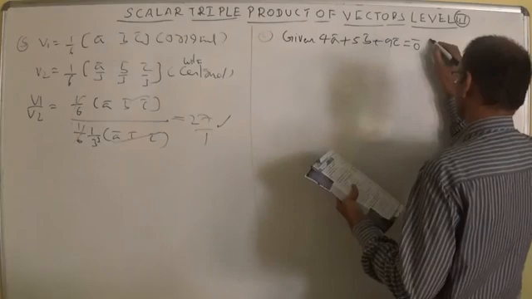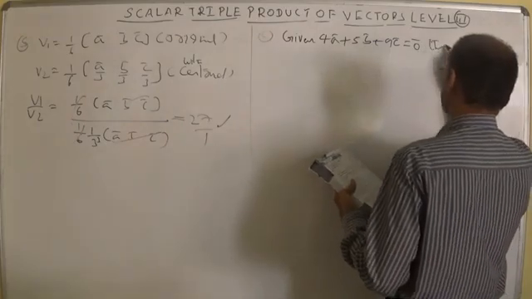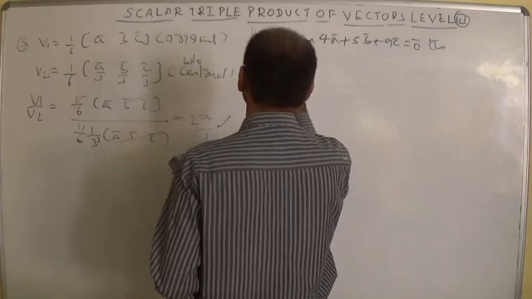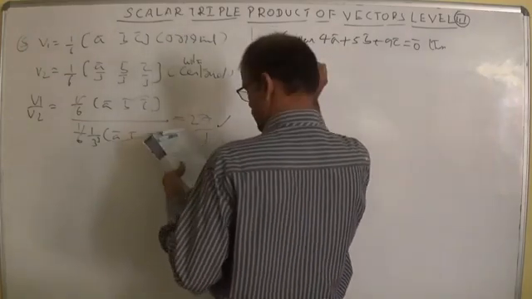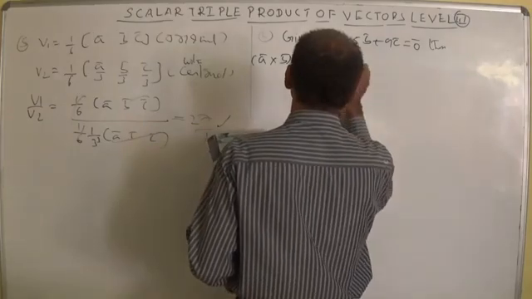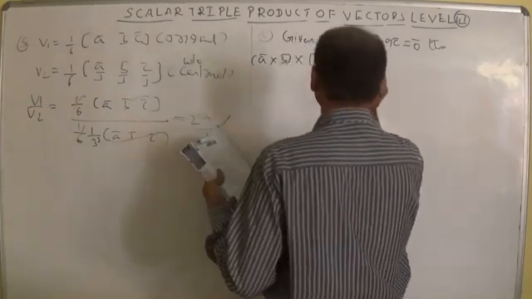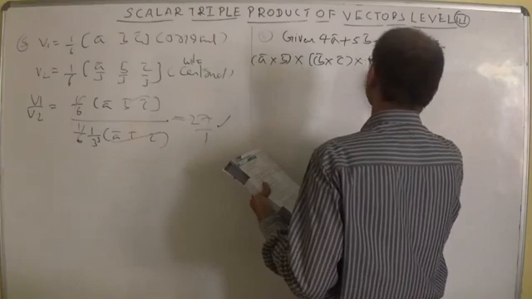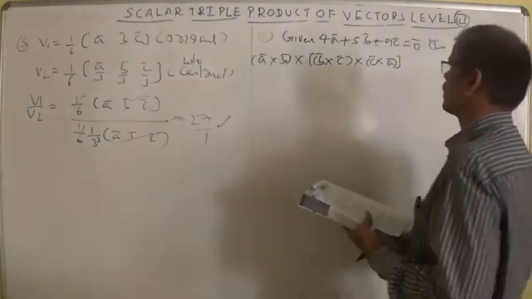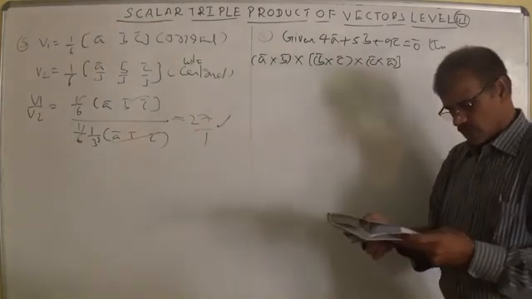Then the data he is asking: A bar cross B bar, cross B bar cross C bar, cross C bar cross A bar is equal to dash.